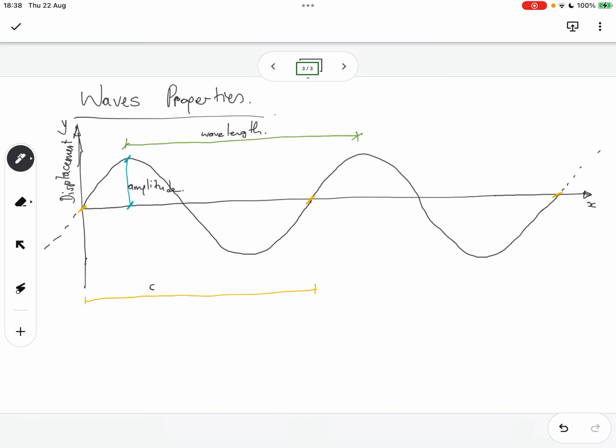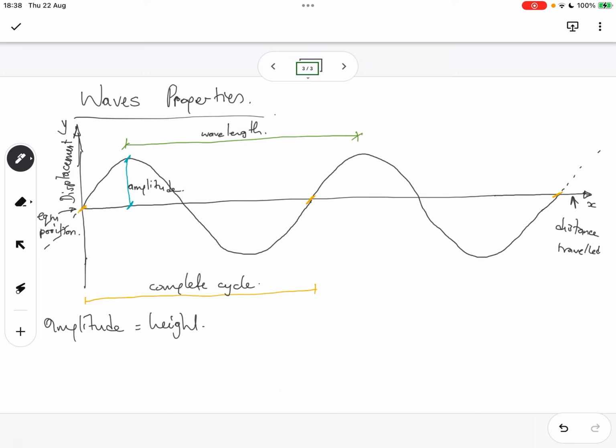So this would be a complete cycle. And so this here would be the distance traveled. Okay, so amplitude would be height, which is the maximum displacement of particles from equilibrium position. So here, this would be equilibrium position.